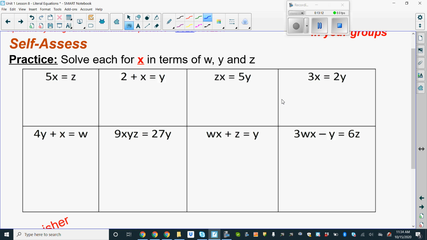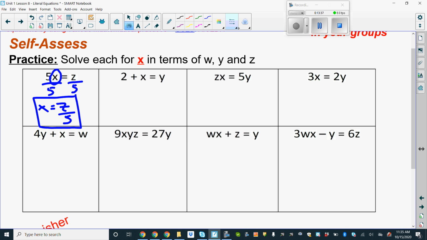So I always like to circle what I'm solving for here. I'm solving for x. So it's attached to the 5. I need to get the 5 over by using division because it's multiplication. So when I divide by 5 on both sides, I'm left with x equals z divided by 5. Done.